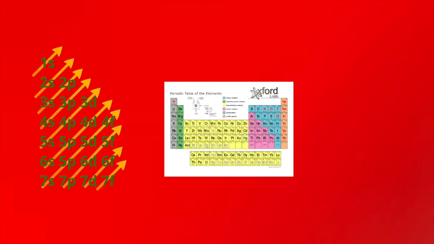A lot of places do not use orbitals as a way of knowing how many electrons there are. But it's good to know and understand this diagram and the concept so that you can more easily understand what's going on inside of an atom.